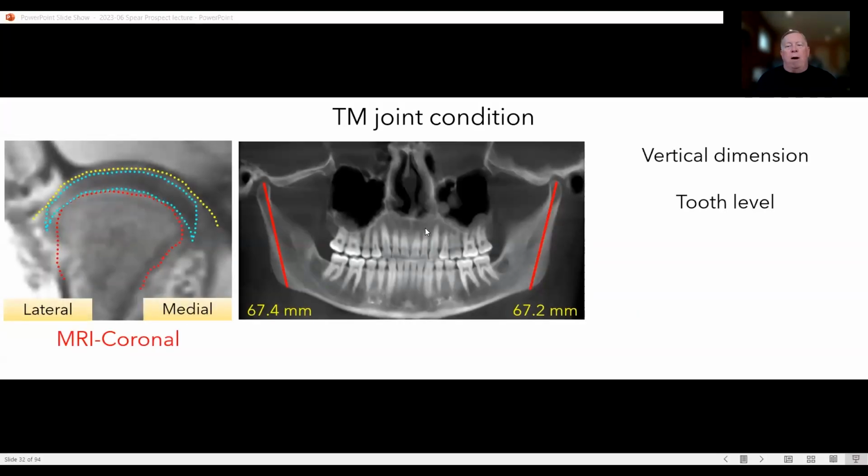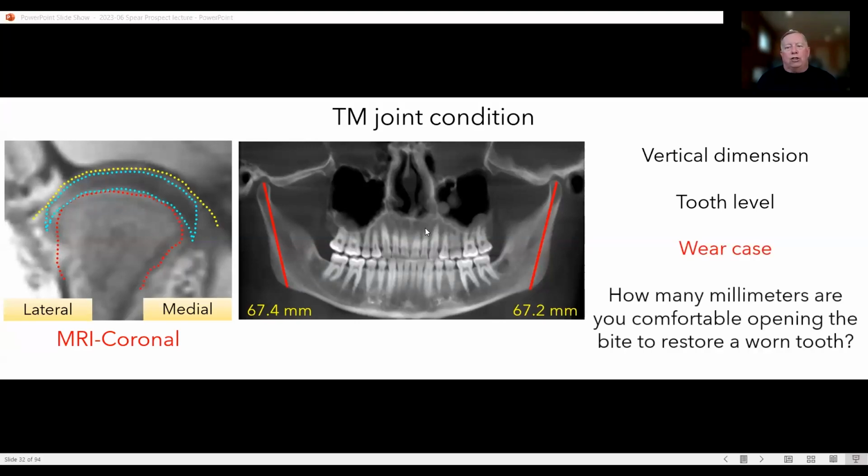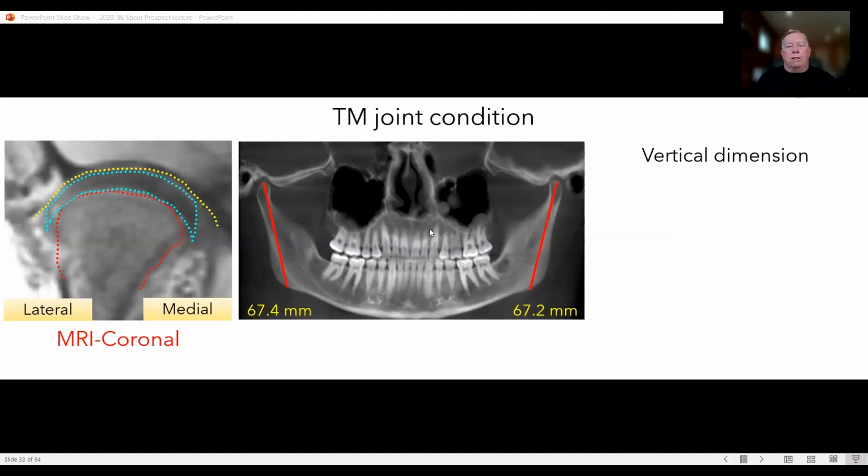We talked about vertical dimension. Let's go back to the tooth level. Here's the question. Usually in a wear case, the question is, how many millimeters are you comfortable opening the bite to restore a worn tooth? Normally, 1 millimeter is okay, 2 millimeters okay, 3 millimeters people start to get a little uncomfortable. 4 millimeters, most of the hands go down, but they don't want to open in 4 millimeters. I'm going to tell you from a vertical dimension discussion, we're looking at the wrong end of the system.